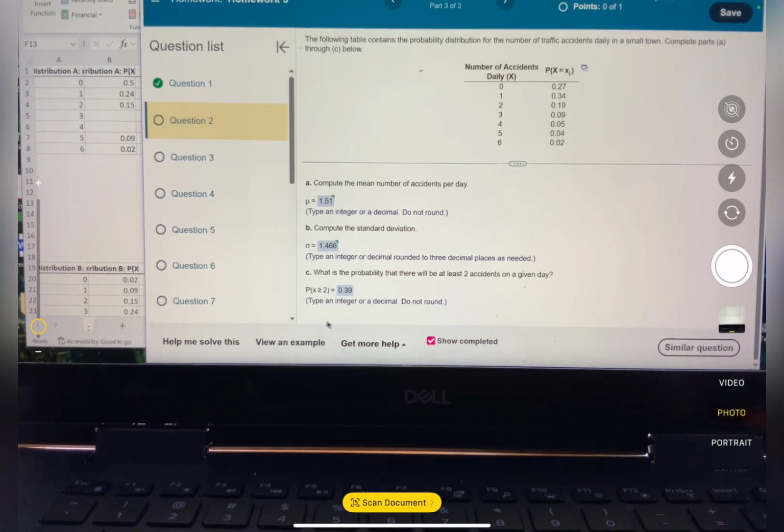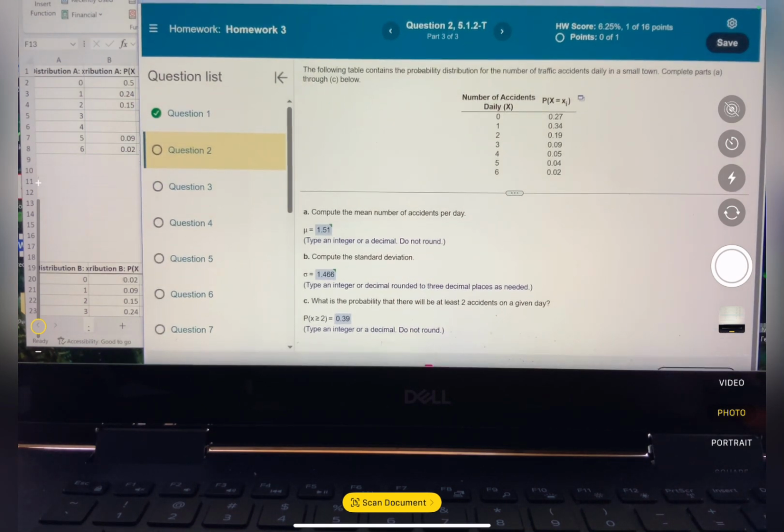And here we have probability of x greater than or equal to 2, starting from 2, including 2. What you're gonna do, add them up: 0.19, 0.09, 0.05, 0.04, 0.02, and it should give you 0.39. All right, adding them up. Okay, moving to the next question, let me move it down so you can see.